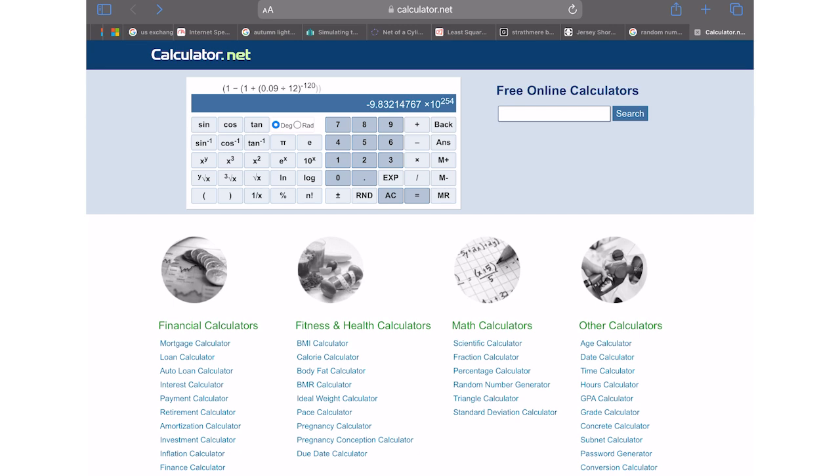So the bottom number is really small. It's negative 9.832, and then it's times 10 to the 254. So close your parentheses. Okay, so the bottom part might be easier to do on a scientific calculator, but this is an option for you, okay?